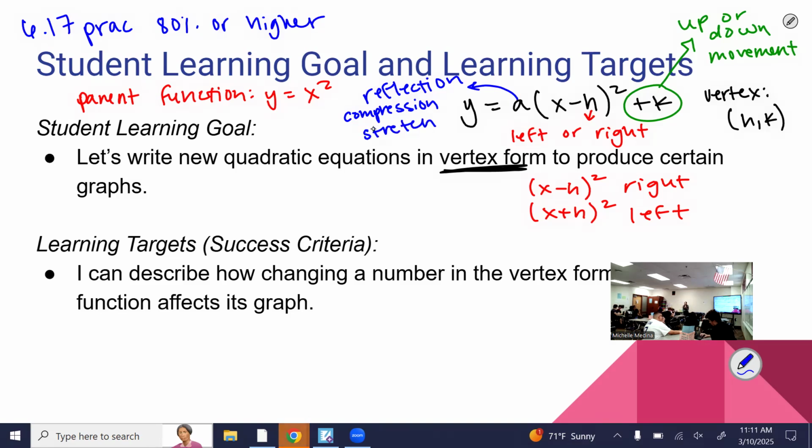So if A is anything other than a 1, then one of these things happened. Sometimes 2 of these things happen. Sometimes it can be a reflection and a compression. Sometimes it can be a reflection and a stretch. It can never be a compression and a stretch together though. Okay, questions on that little breakdown?